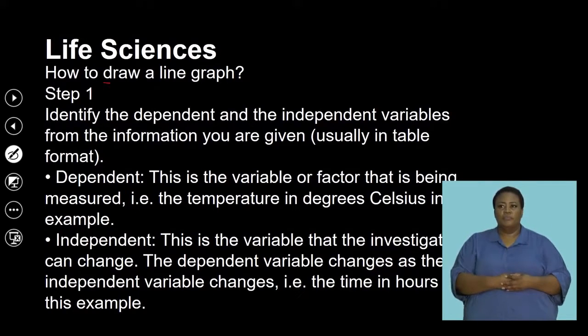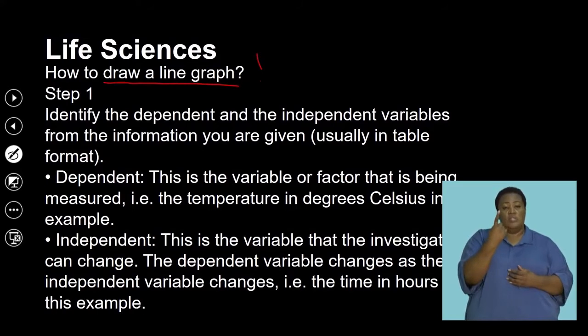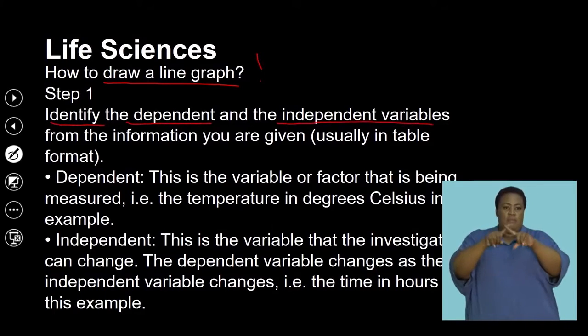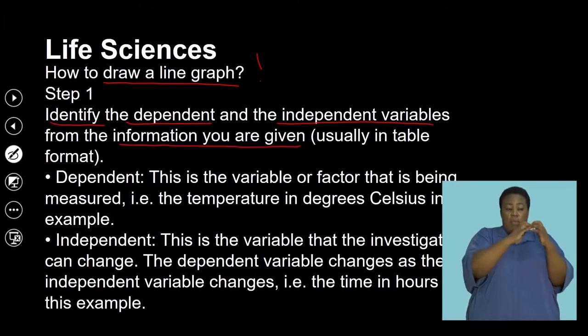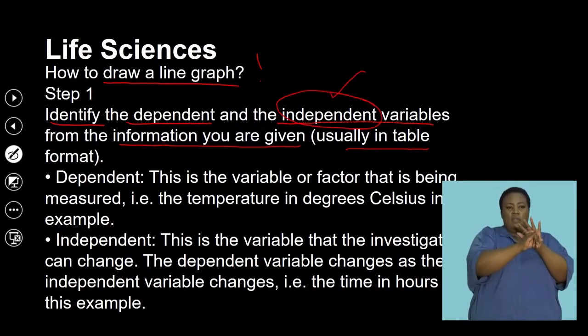Let's see how to draw a line graph in life sciences. So the first step is identifying what the dependent and the independent variable is. And we look at the information, and that's established by usually looking at the table. So if you've got the table, and you know that the table we've just looked at has the independent variable in the first column, we identify that first, and that's important to us, identifying where to place that.